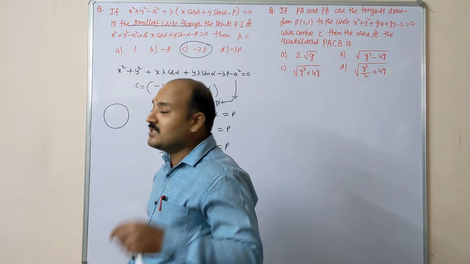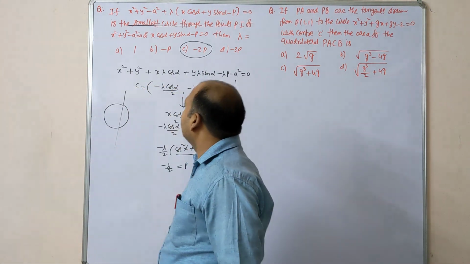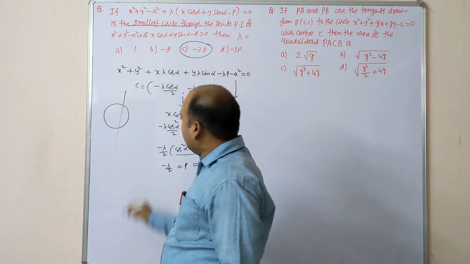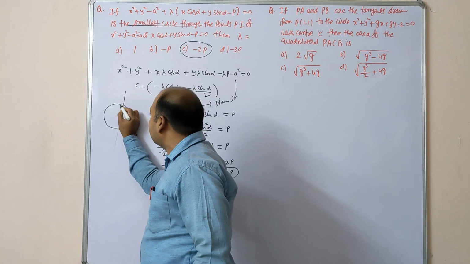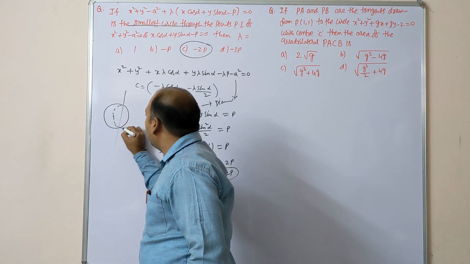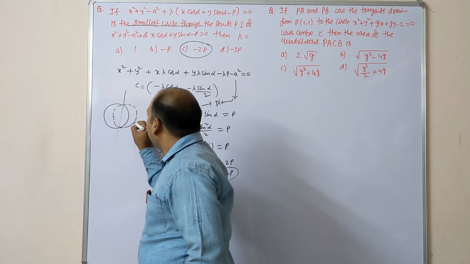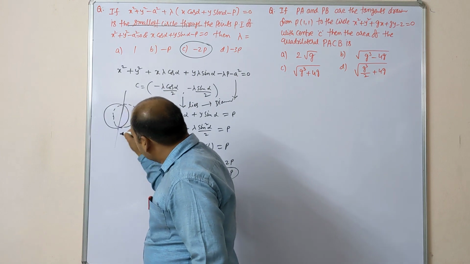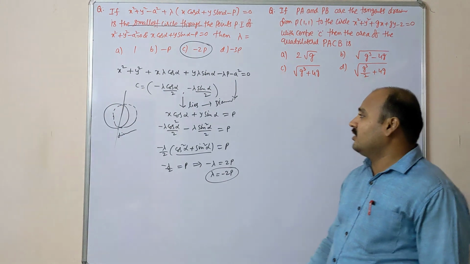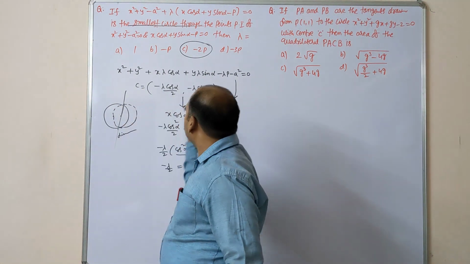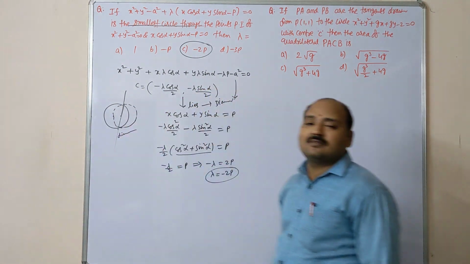Some students are requesting to draw the figure. This is the line and the circle. Whenever it is the smallest circle through the point of intersection of these, for this circle, this is the diameter, dear students. That's why this circle's center is lying on this.